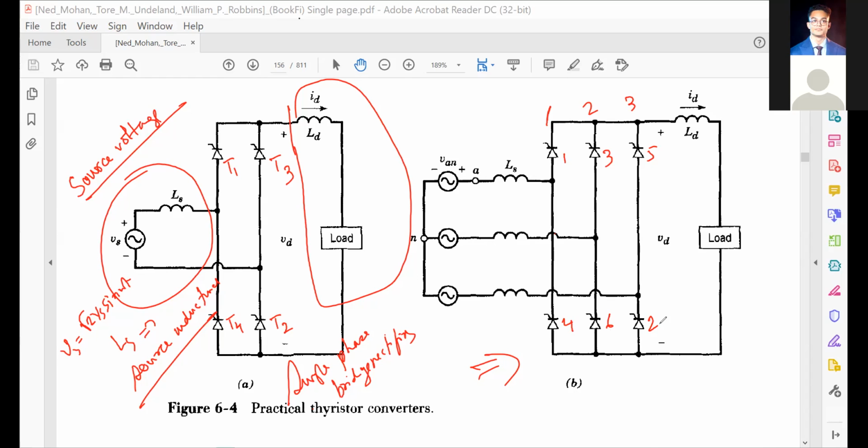Then we will see that 1 and 2 will be conducting, and 3 and 4 will be conducting, and 5 and 6. Here, in the single phase, T1 and T2 will be conducting for the positive half cycle, and T3 and T4 will be conducting. Okay, when we discuss all these things, we will come back, inshallah. So all these LS are the source inductance, and this is the load. This is the load current, this is the load inductance.